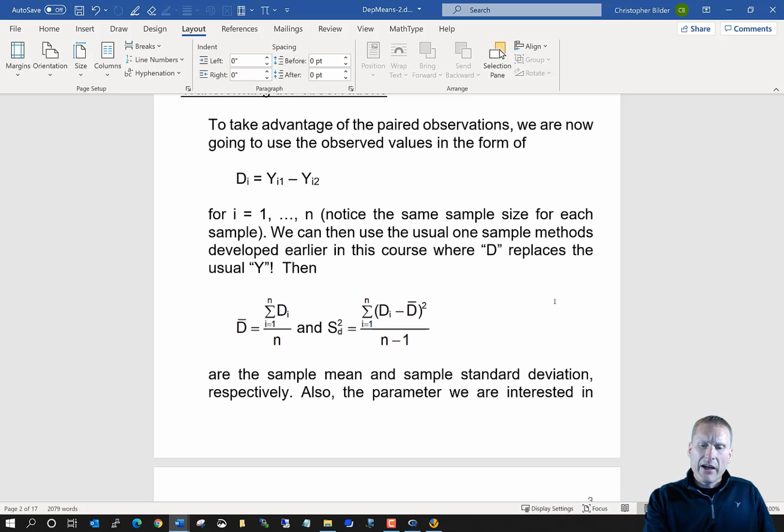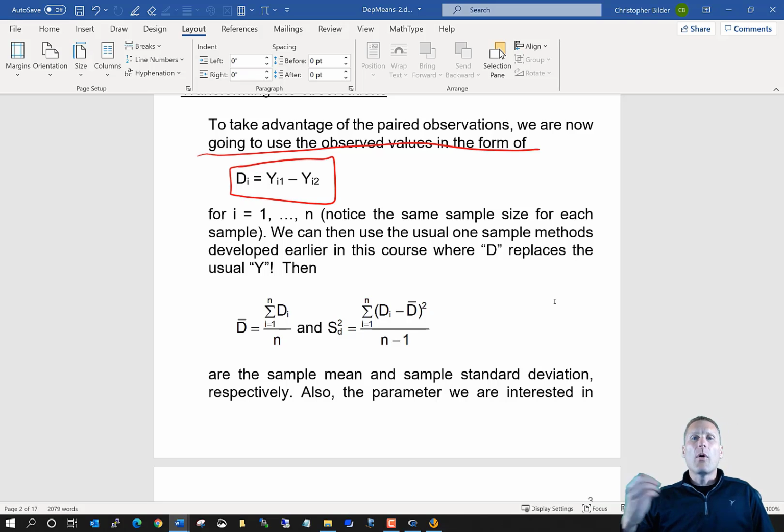We're going to transform the form of our observed values to this form here. We're always going to take y sub I1 minus y sub I2 for the ith item in our samples that we're obtaining, and we're going to call that d sub I.